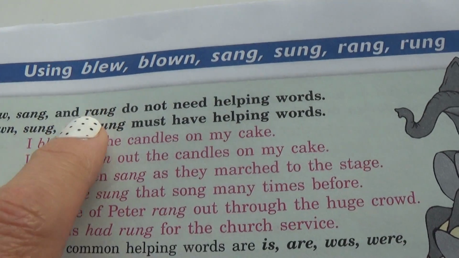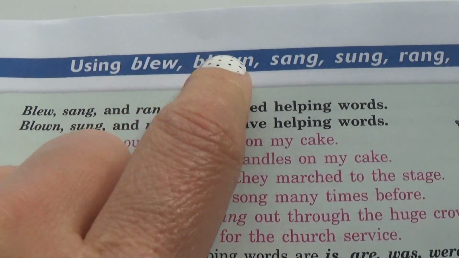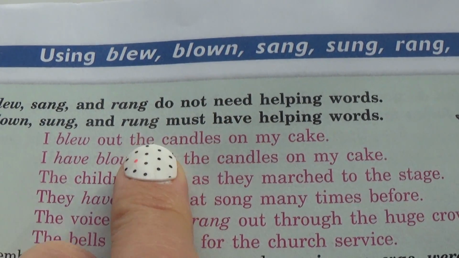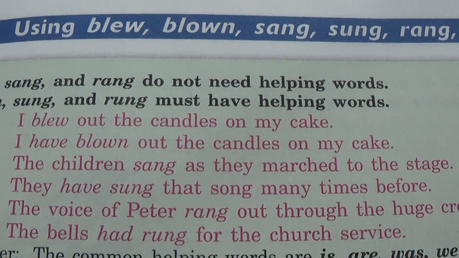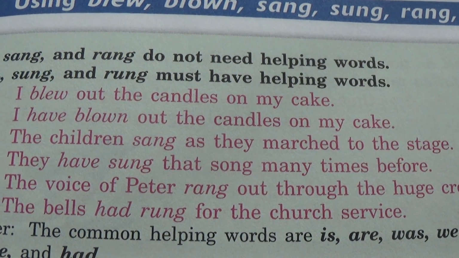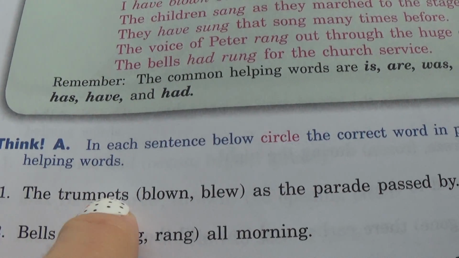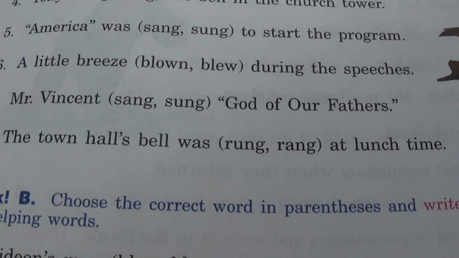And some of them need a helping word. Like blew does not need a helping word, but blown needs a helping word. And we are learning about the 7 different helping words, which are is, are, was, were, has, have, and had. Which one is the proper one that you choose for the sentences here?